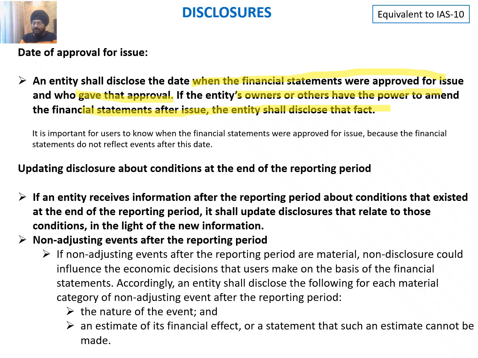For non-adjusting events, we need to make sure that if there is a material impact, it is disclosed properly so that the financial statements have that fact captured and it can be interpreted by the consumers of the financial statements. We have to clearly disclose the nature of the event and the estimate of its financial effect. All these disclosures are required so that the users of the financial statements can interpret and take decisions accordingly.